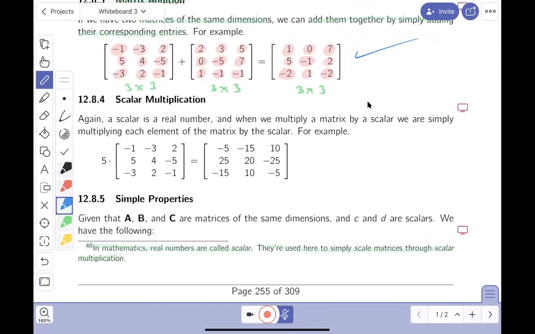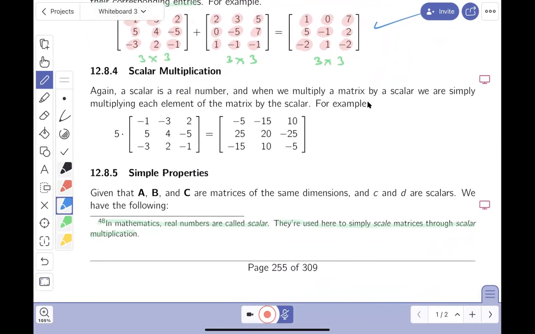Scalar multiplication, let's talk about it, all right? And then we'll look at properties next. But scalar multiplication. We're looking at this over here. A scalar is a real number, all right? Now, what kind of real numbers you got? You got integers, you got rationals, which are ratio of integers, and you got irrationals, which can't be written as a ratio of integers.